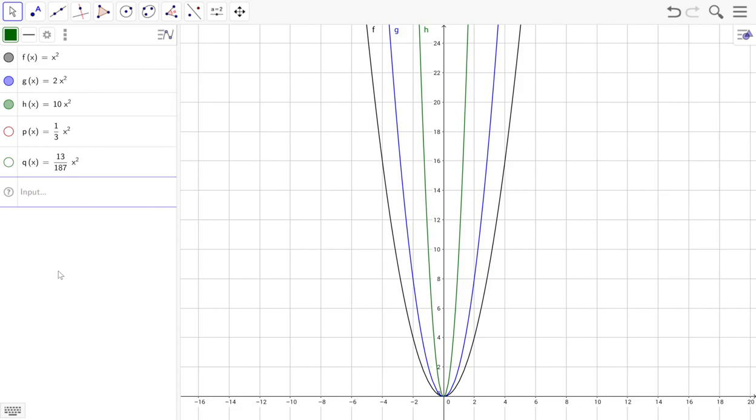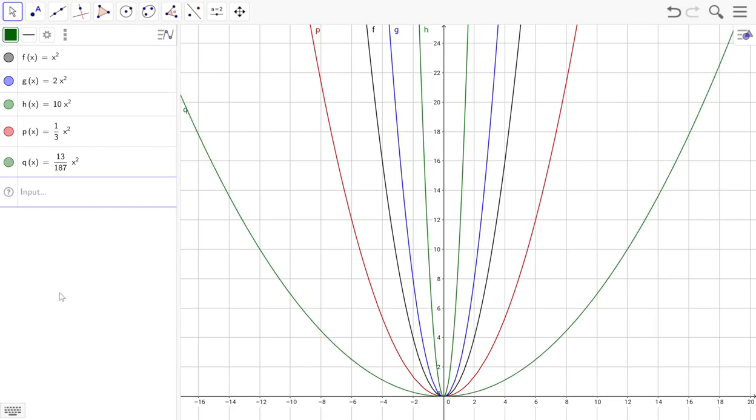Then on the other hand, if we have a fraction, let's say 1/3 x squared, the same one we made a table for, then it's going to look like this. So it's going to be wider than the original function. And then I can make any fraction that's less than 1. The smaller the fraction gets, the wider it's going to look. So this 13/187 x squared is going to be the widest out of all of these graphs.